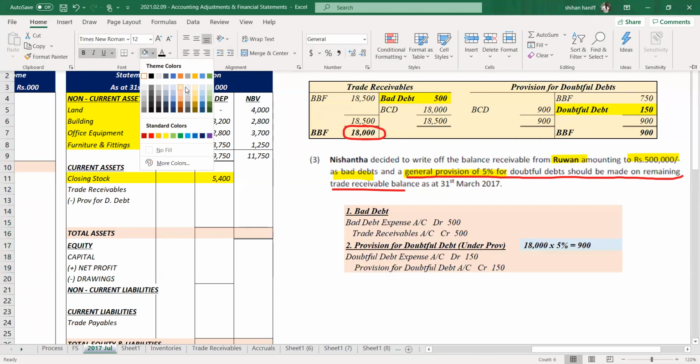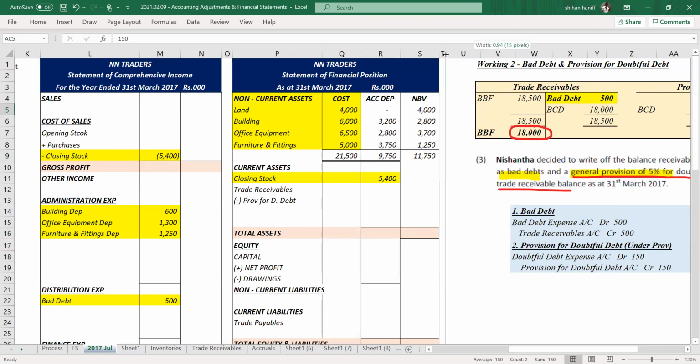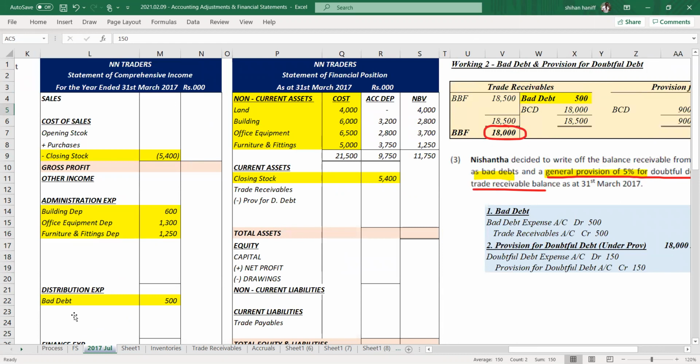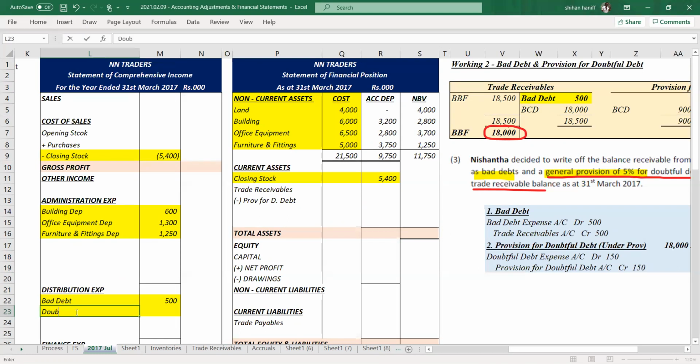You can write the double entries. Bad debt double entry: expense account debit, trade receivables credit. Provision for doubtful debt: expense account debit, provision account credit. So provision account credit 150, and that will be debited to the distribution expense. Here, distribution expense, you have to debit doubtful debt, only 150. This is under provision.